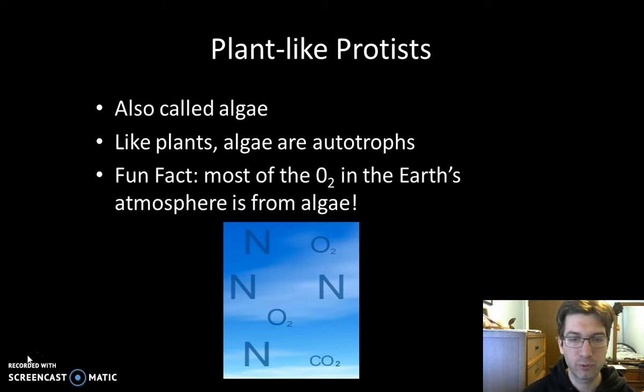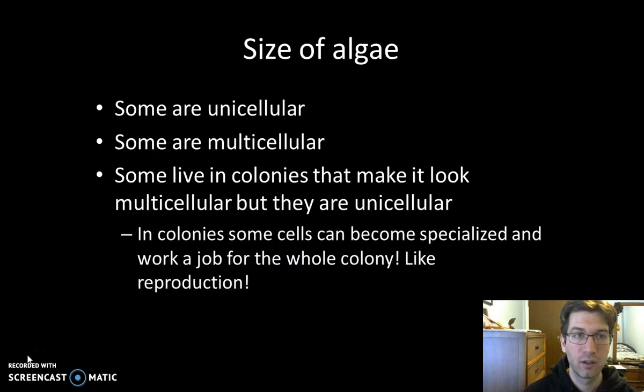Just a fun fact for you. Most of the oxygen in the Earth's atmosphere is actually from algae. It does not come from plants. So whenever you're like, oh, when we get rid of all the trees, we won't have any oxygen. Well, that's not really true because most of that oxygen isn't coming from trees. It's coming from algae, which again are plant-like protists.